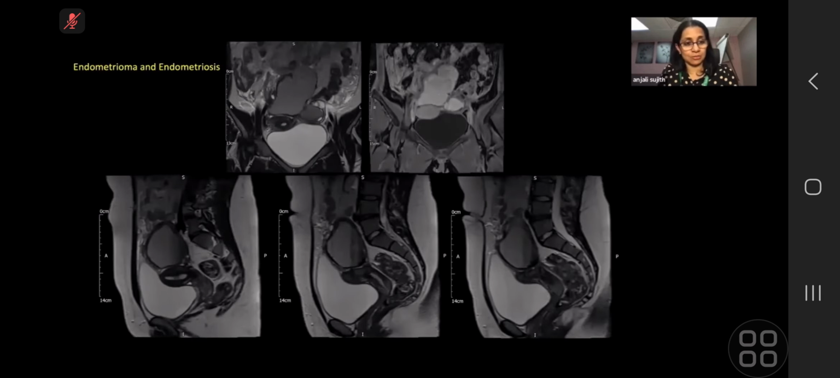This is a case of endometrioma and endometriosis. Can you describe the top two images? Can you describe the appearance of the endometriotic cysts here?